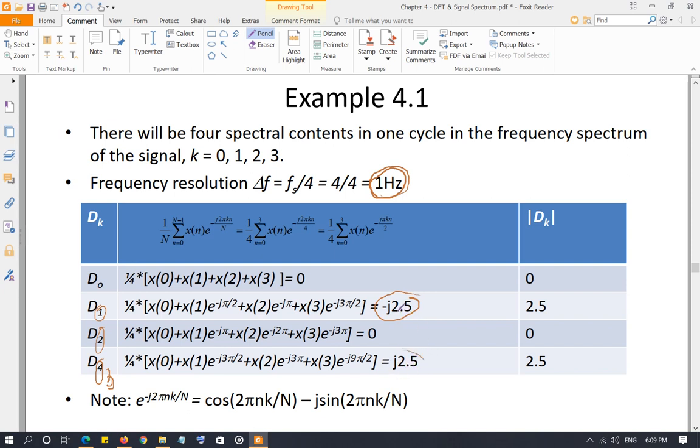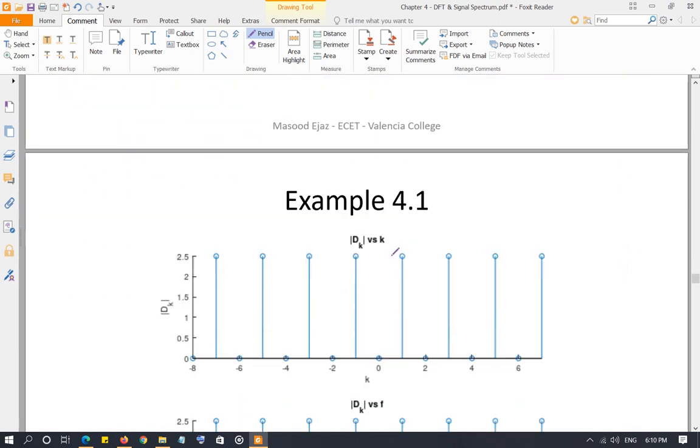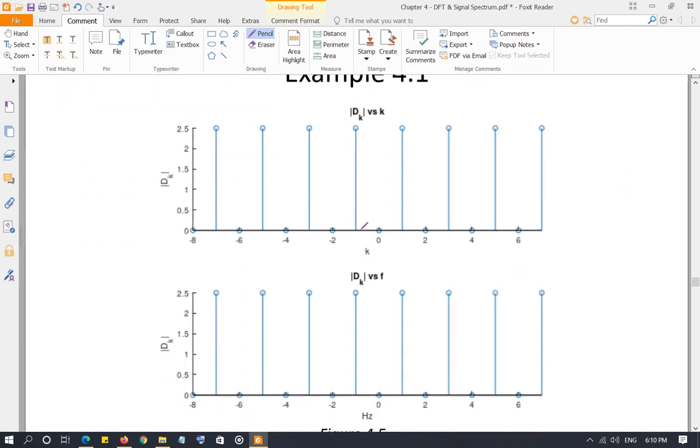So observe that this and this are complex conjugates of each other, right? And then this and this are the same. So when you take the magnitude, of course it's going to be 0. The magnitude of negative j 2.5 is 2.5, then 0, and then the magnitude of j 2.5 is 2.5. Okay, so now you go ahead and plot this versus k, the harmonic number, and versus frequency.